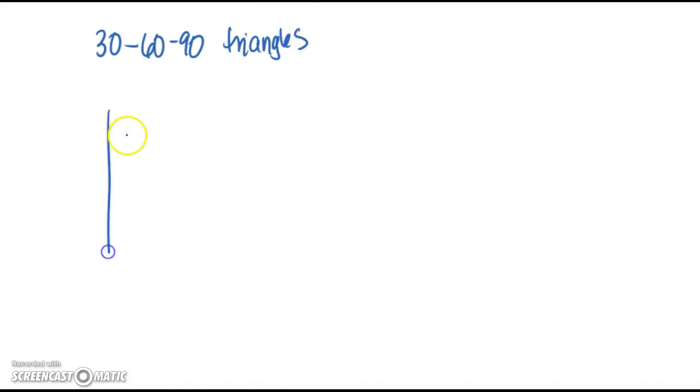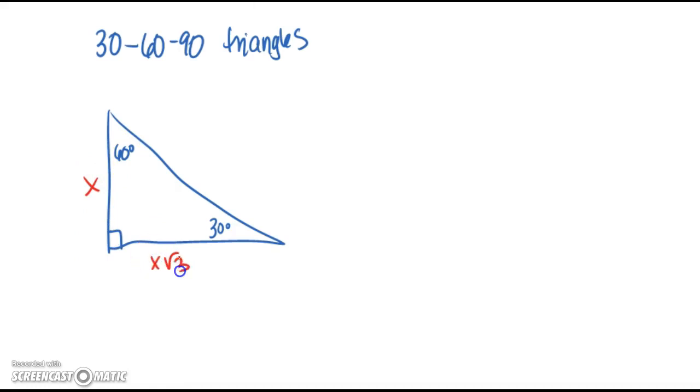All right, so now we are looking at 30, 60, 90 triangles, which is our other type of special right triangle. Let's start with our basic 30, 60, 90. And remember, this could be turned any way, so you really have to look at where the angles are, rather than just what's at the top or the bottom or the sides. The ratios of a 30, 60, 90 are the following. Across from the 30 is the x, across from the 60 is the x root 3, and across from the hypotenuse is the 2x side.